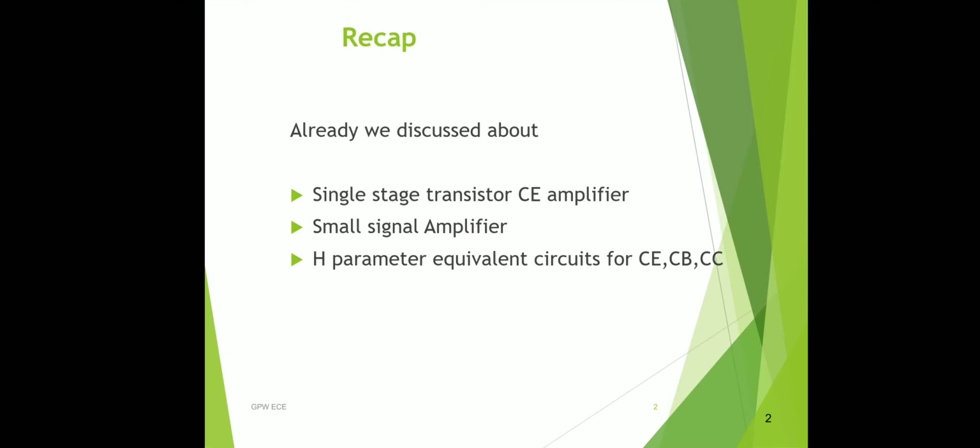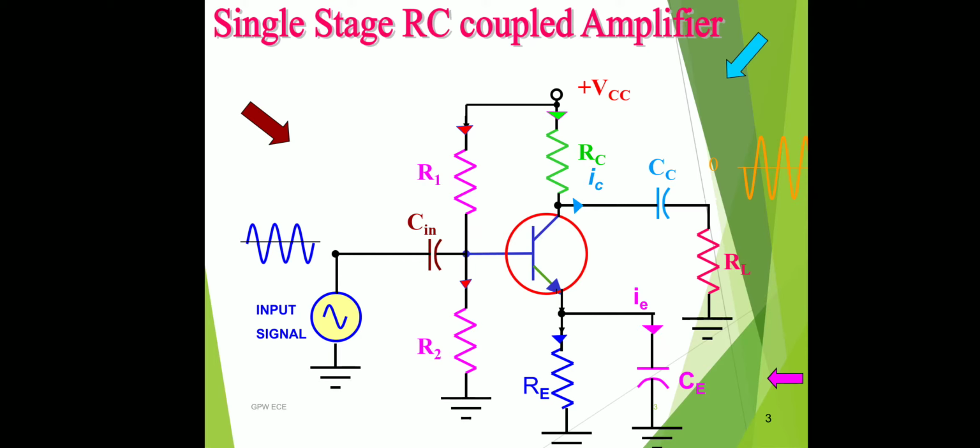In the previous video, I already explained about the single-stage small signal amplifiers, and common base and common collector circuits, and common emitter combinations. Here, what is a single stage amplifier? We can call it a single stage RC coupled amplifier. Why is it RC coupled?